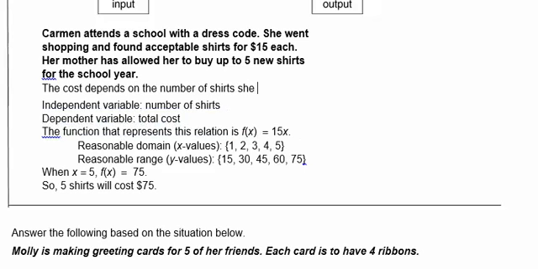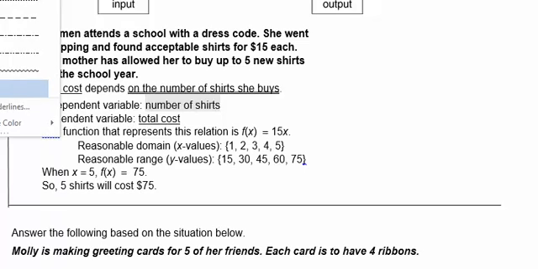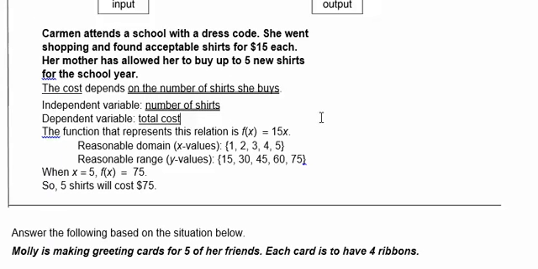she buys. If you can write the sentence like this, then you can see that the first part, before the word depends, is the dependent variable. See, total cost, they're the same thing. So the words before depends are going to be the dependent variable. After, the number of shirts, I'll double underline that one, is going to be the independent variable. It depends on something. What it depends on is independent.